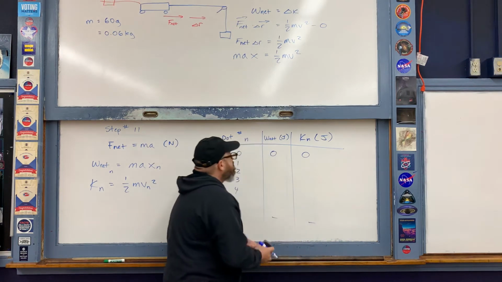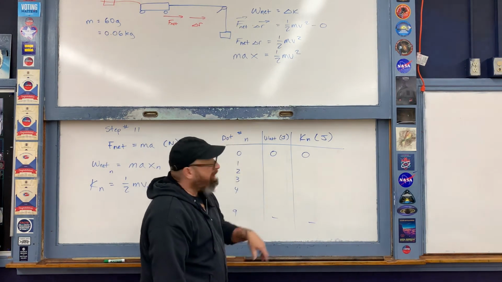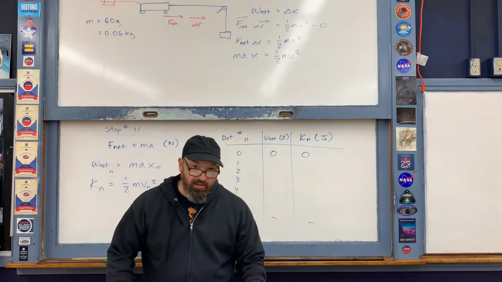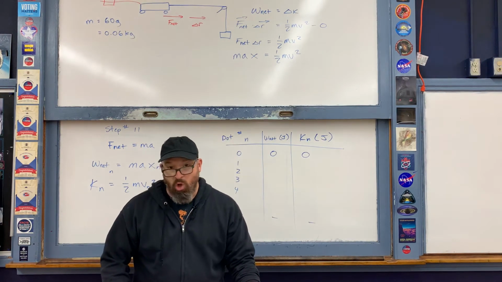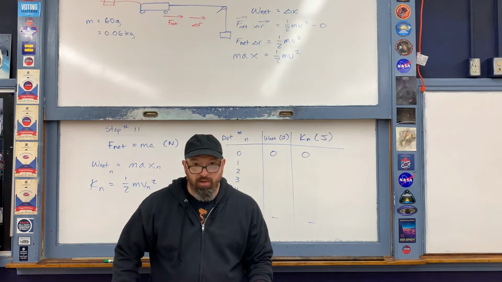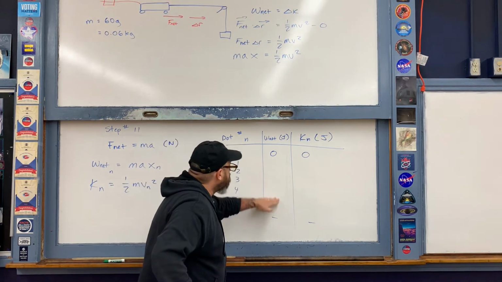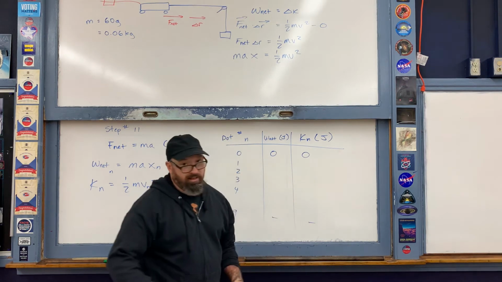By the way, when you calculate the net work done in the second column and the kinetic energy here in the third column, the numbers that you calculate in terms of joules are going to be quite small. Don't round them off. Go ahead and write out all of the digits that you obtain in your calculator when you calculate the net work and the kinetic energy.